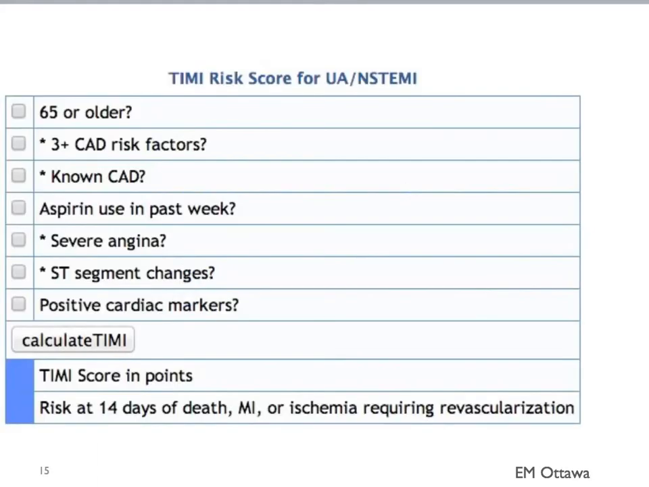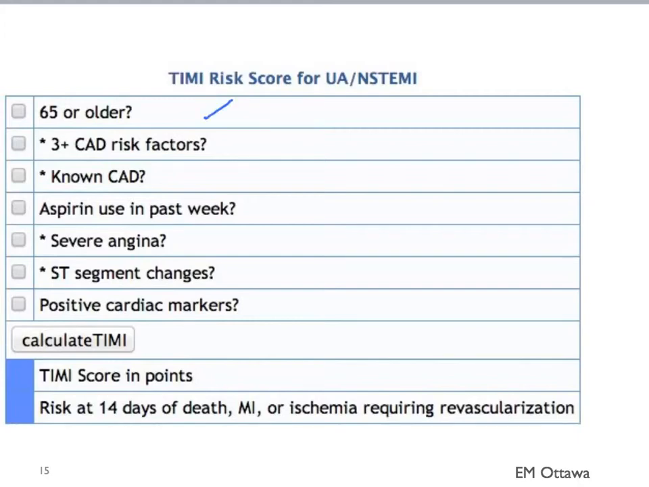For non-STEMI, we have a way to risk stratify the patient. One of the scores is called the TIMI risk score. These are used in patients with a non-diagnostic ECG or a normal initial set of cardiac enzymes. This score looks at multiple risk factors to increase the risk of death, MI, or ischemia needing revascularization in the next 14 days. Each of these will give a patient a point.